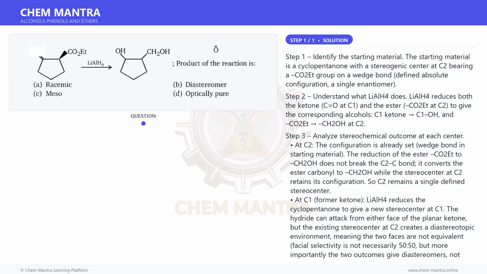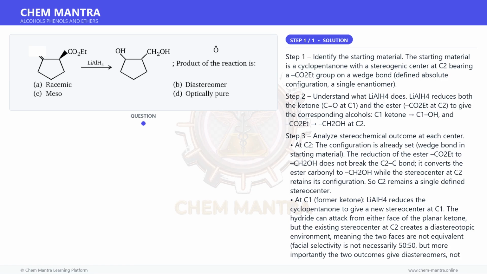Step 3. Analyze stereochemical outcome at each center. At C2, the configuration is already set, wedge bond in starting material. The reduction of the ester CO2Et to CH2OH does not break the C2-C bond; it converts the ester carbonyl to CH2OH while the stereocenter at C2 retains its configuration. So C2 remains a single defined stereocenter.